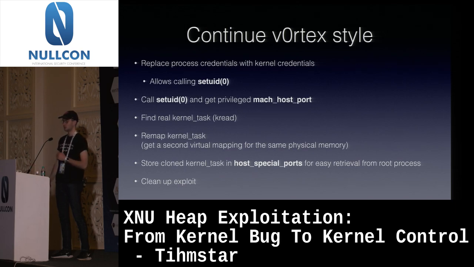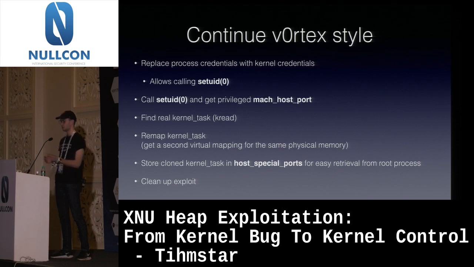And yeah, we just continue from here, Vortex style. There's a really good write-up on Vortex, so you should read it if you haven't. Basically, what we're going to do is replace the process credentials with the kernel credentials. That will allow us to call setuid(0). Calling it that way has the advantage that it also updates Mach tasks, the internal Mach stuff. And this allows us to get the privileged Mach host port.